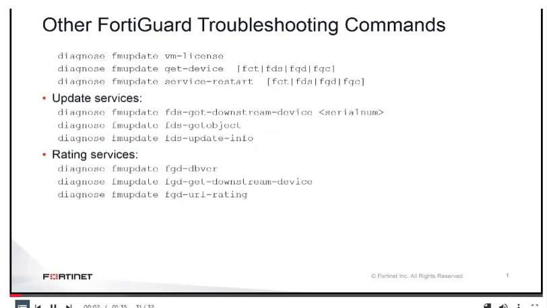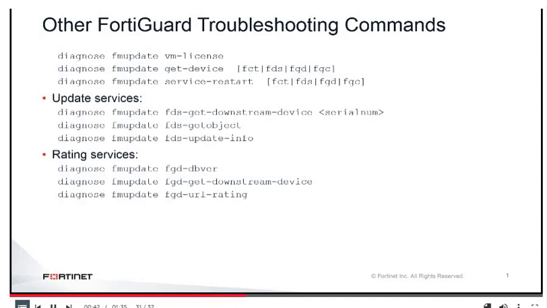These are other debug commands available on FortiManager to troubleshoot FortiGuard-related problems. Diagnose fmupdate vm-license. Lists FortiGate VM license information. Diagnose fmupdate get-device, FCT, FDS, FGD, FGC. Lists the latest package information downloaded by FortiGate and FortiClient through FortiManager. Diagnose fmupdate service-restart, FCT, FDS, FGD, FGC. Restarts the link service for FCT, FDS, FGD, and FGC.